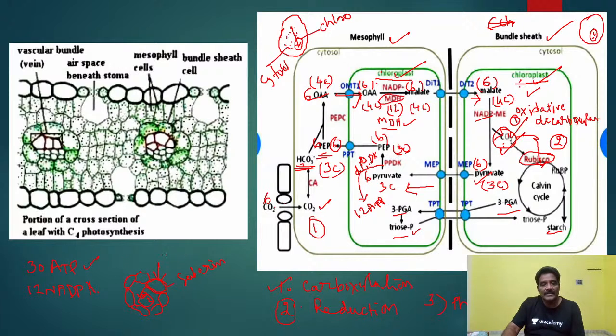Actually, I told you 12 only here. But how many remaining molecules of ATP? 18 ATP here, you see. These are important. 18 plus 12 is 30. The 18 ATP are very, very important to keep up the carbon dioxide concentration in the bundle sheath cell. So 30 ATP are utilized and 12 molecules of NADPH are formed.